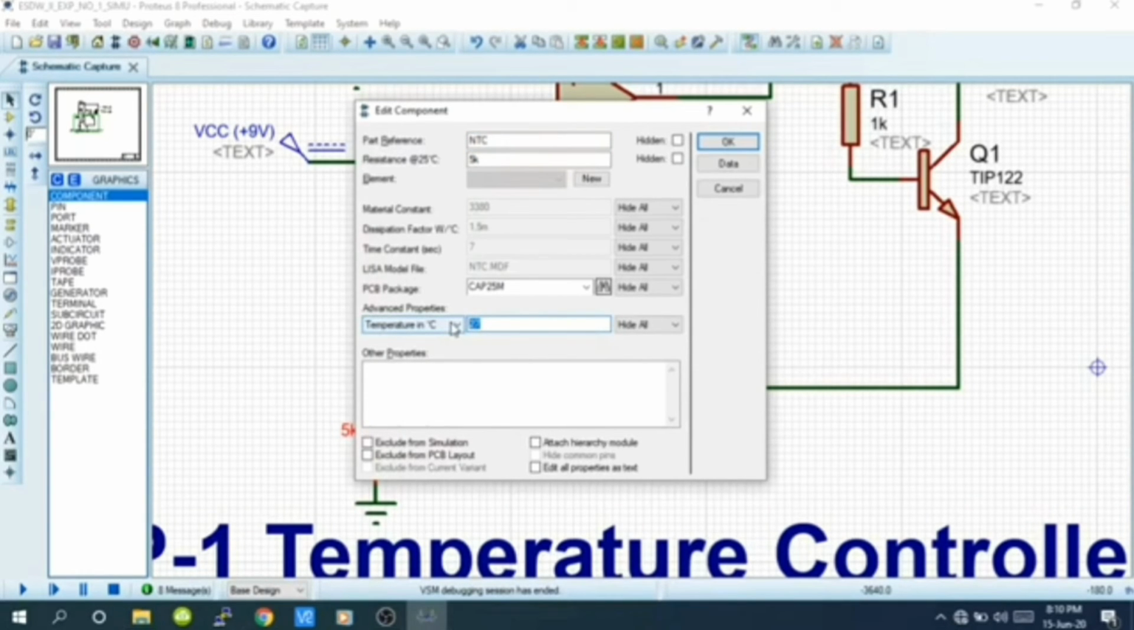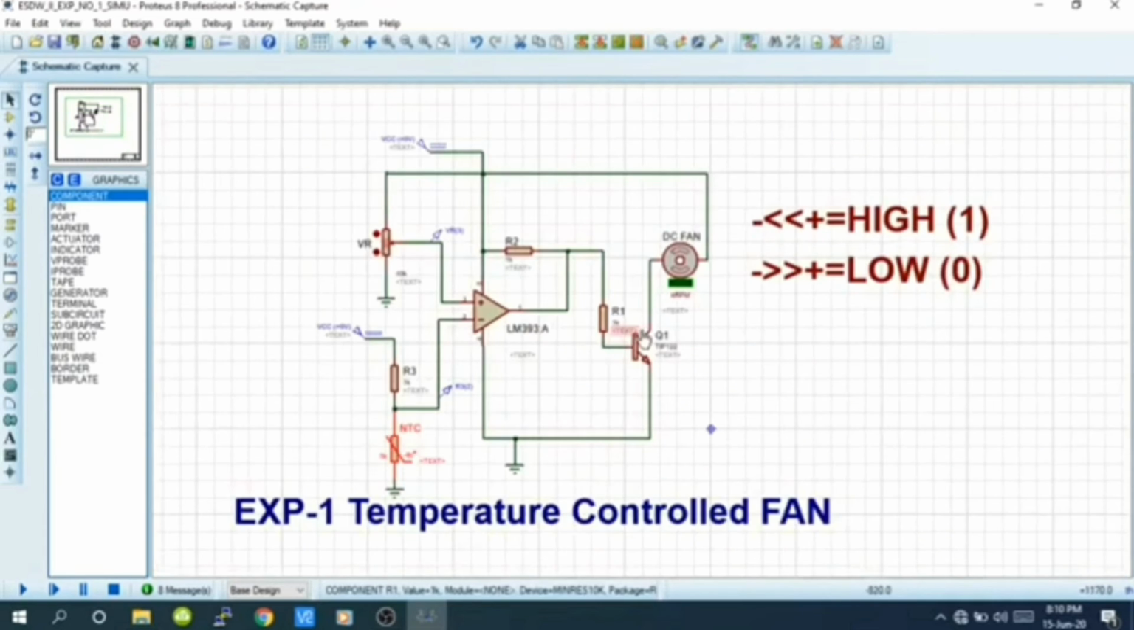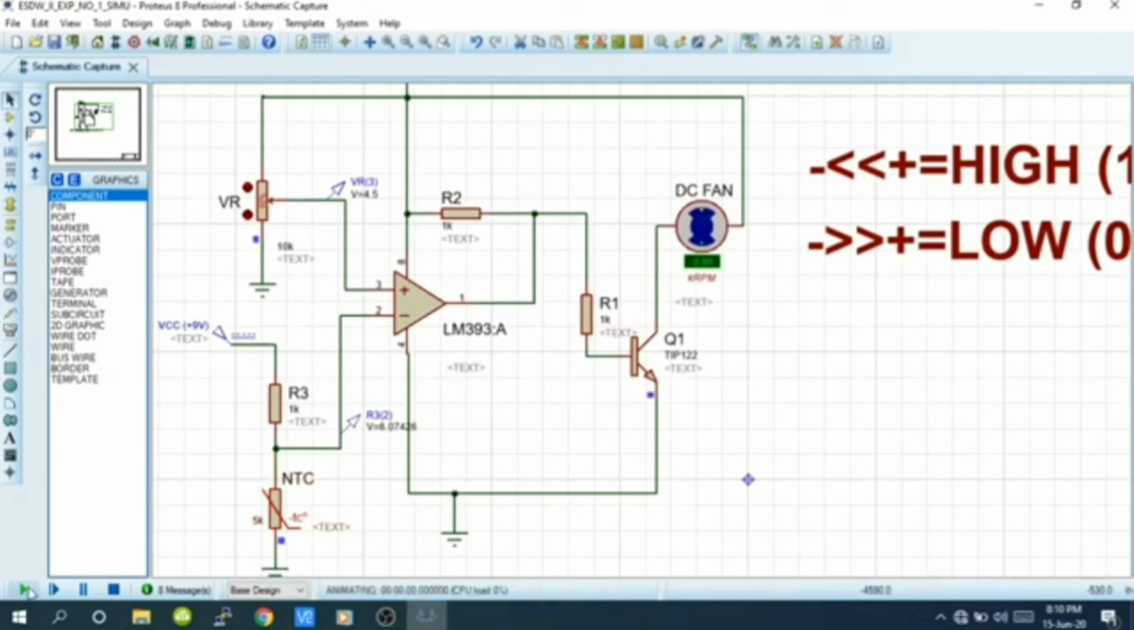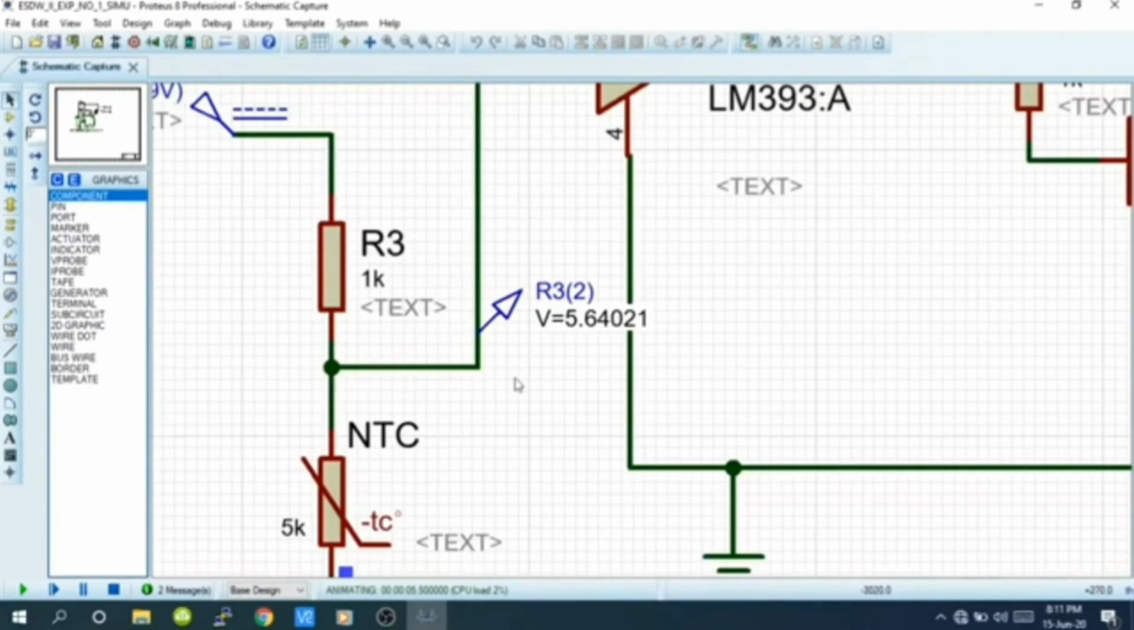So here are two conditions to compare for the IC LM393, which is the operational amplifier acting as a comparator. If the voltage at the inverting terminal, that is pin number 2, is greater than the non-inverting voltage, then we get a low output which makes transistor Q1 off, so the fan also remains off. So this is the operation of the temperature control DC fan using the operational amplifier LM393.